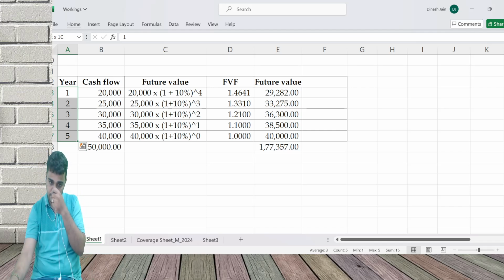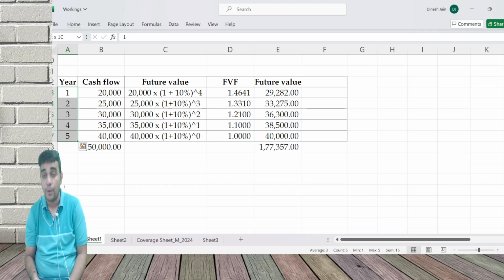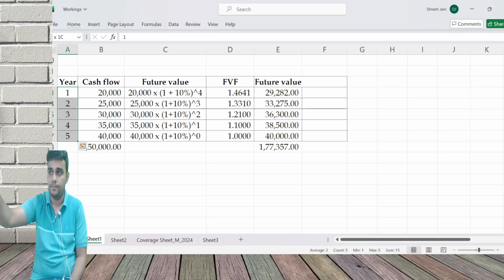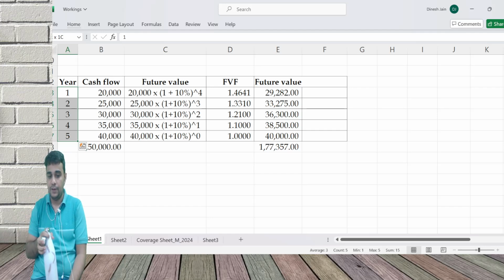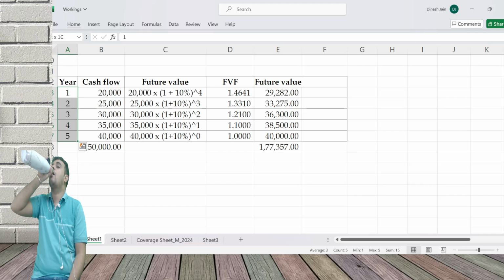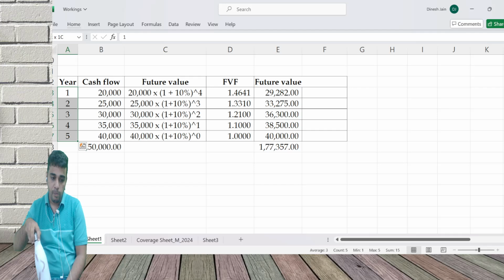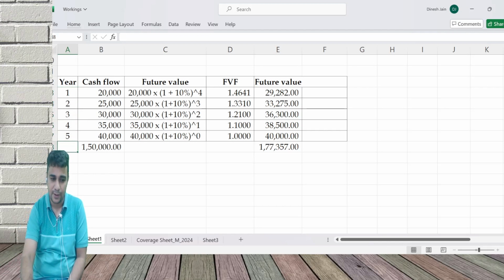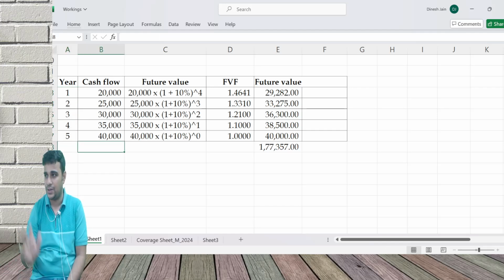Write this now. This is compounding. Then I'll come to discounting. Write this: power 4, power 3, power 2, power 1 and power 0. If there are doubts, let me know. This is just a formula for your better understanding. For the initial set of questions, I'm doing a little detailed calculation. Later on, we'll only write the FVF.